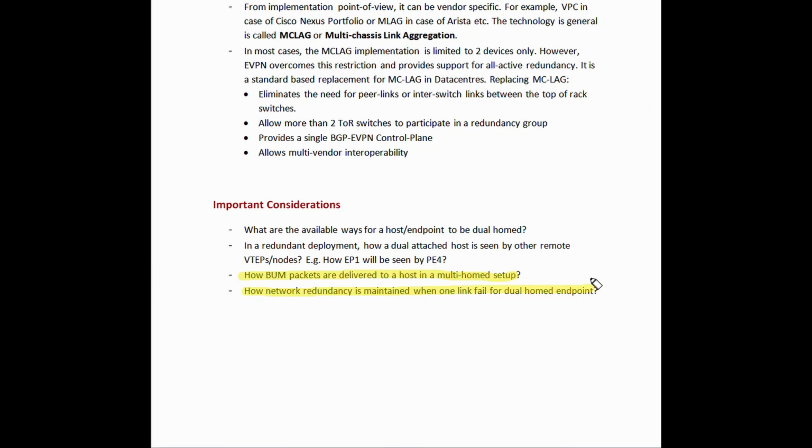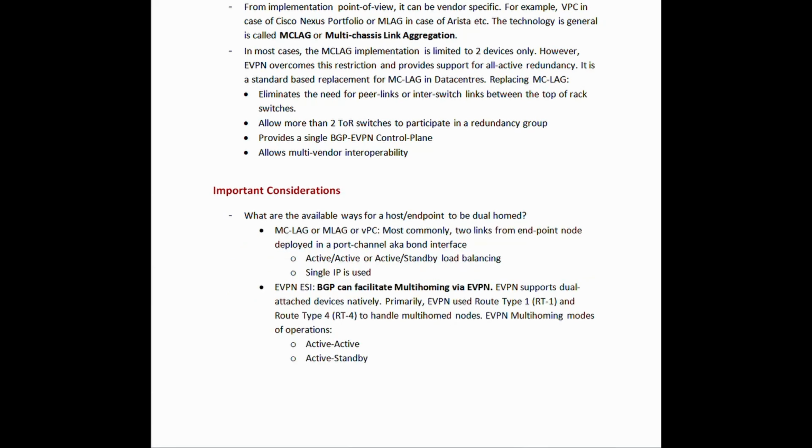These are some of the important considerations that we will discuss going forward in our discussion regarding EVPN route type 1 and EVPN route type 4. So friends, coming back to the first point regarding what are the available ways for a host or an endpoint to be dual homed or multi-homed.